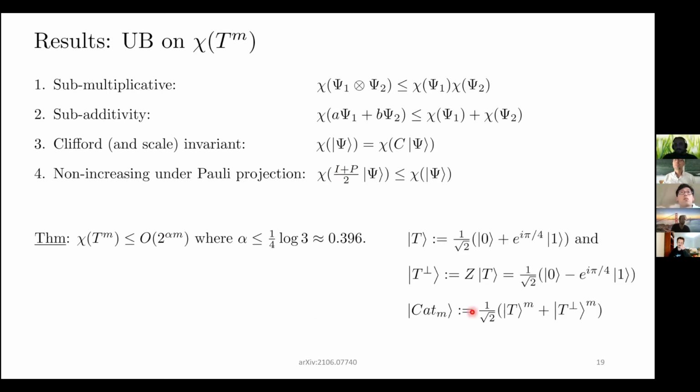We just need one more thing, which is to define some additional states. We've already seen the T state, and I want to define T perp, which is just the Pauli Z acting on T. And so it just flips this phase from a plus to a minus. And I guess what's key is that they're orthogonal to each other. And now we can define this cat state, cat M, which is just a linear combination of the M-fold product of T's plus the M-fold product of T perps.